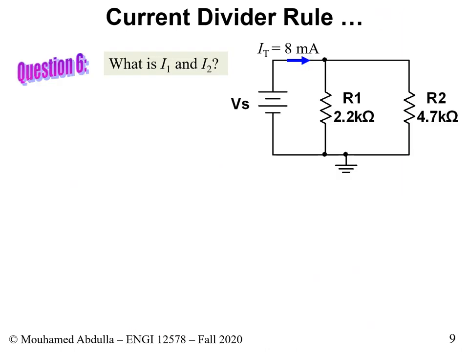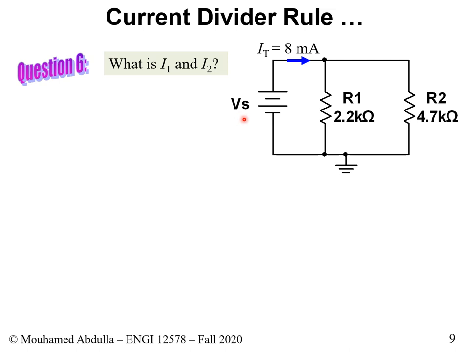So in question 6, we will see an example for the current divider rule. We're asked, what is the current I1 and what is the current I2 in this circuit? If we see the circuit, this is of course a parallel circuit. We have two nodes, the node on top for the positive voltage value and the node on the bottom for the ground, 0 volts. And we have two resistors. The first resistor is 2.2 kilo-ohm. The second resistor is 4.7 kilo-ohm.